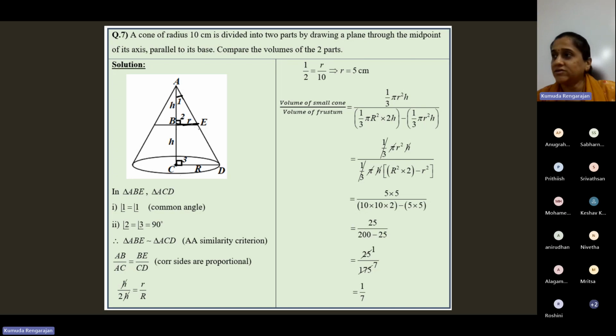BE is the radius of the small cone and CD is the radius of the big cone. So I've written R by R. So H and H will get cancelled.